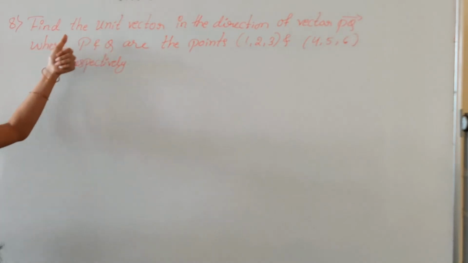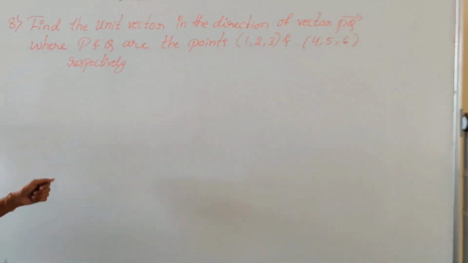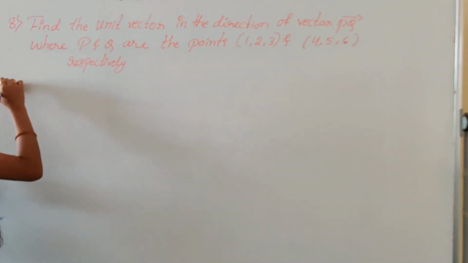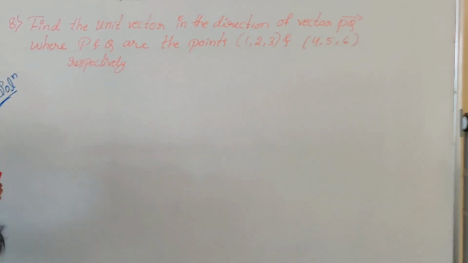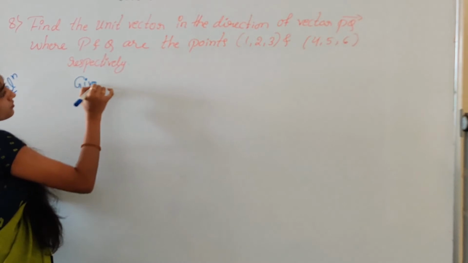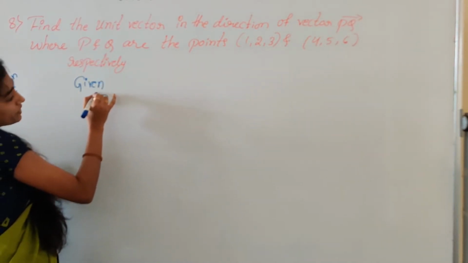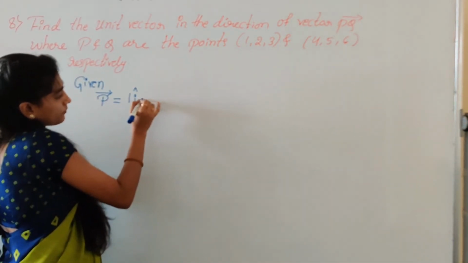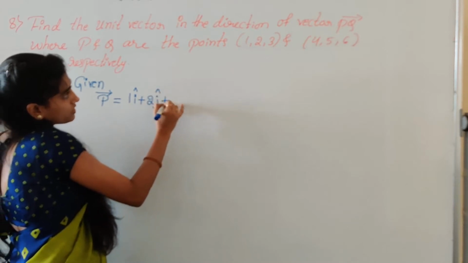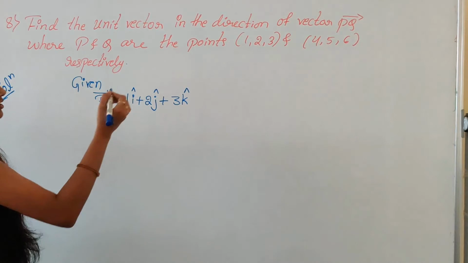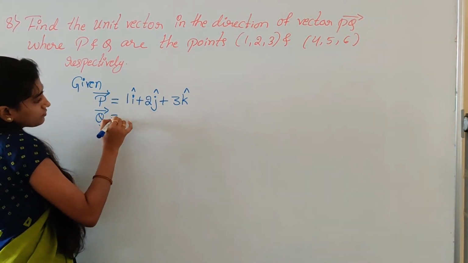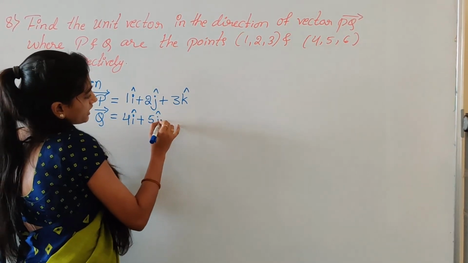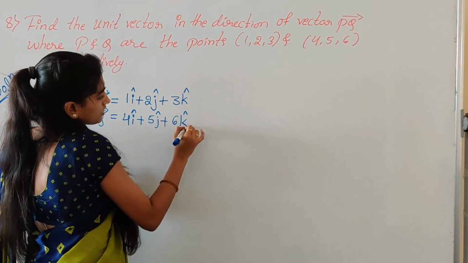So here find the unit vector in the direction of vector PQ, where P and Q are the points 1, 2, 3 and 4, 5, 6 respectively. Right. So here they have given P point and Q point. We have to write this P point in vector form. Vector P is equal to 1 i cap plus 2 j cap plus 3 k cap. Then vector q is equal to 4 i cap plus 5 j cap plus 6 k cap.